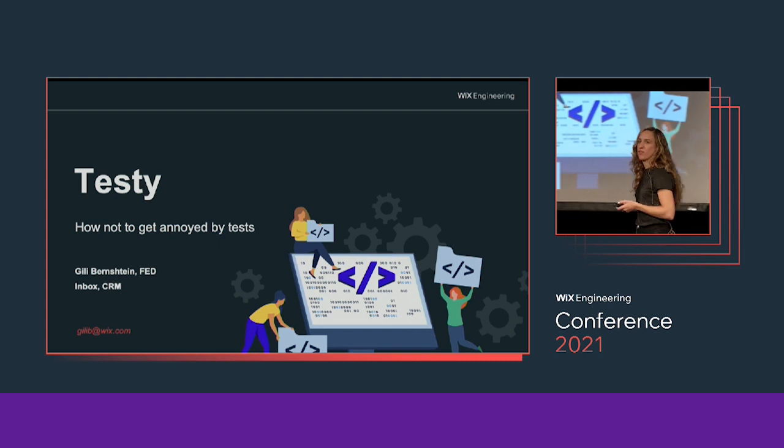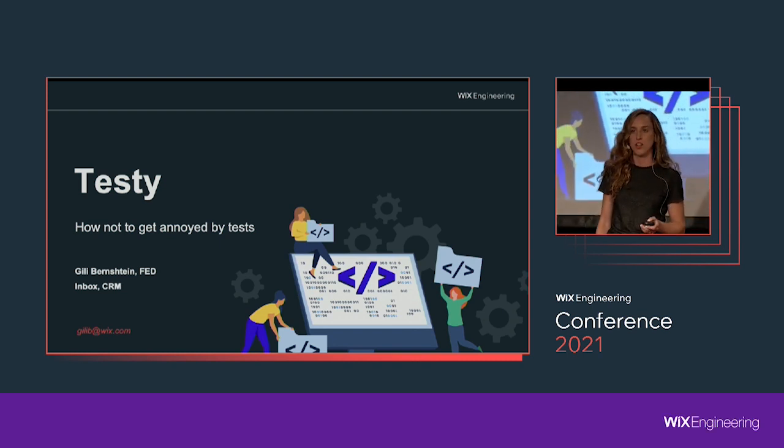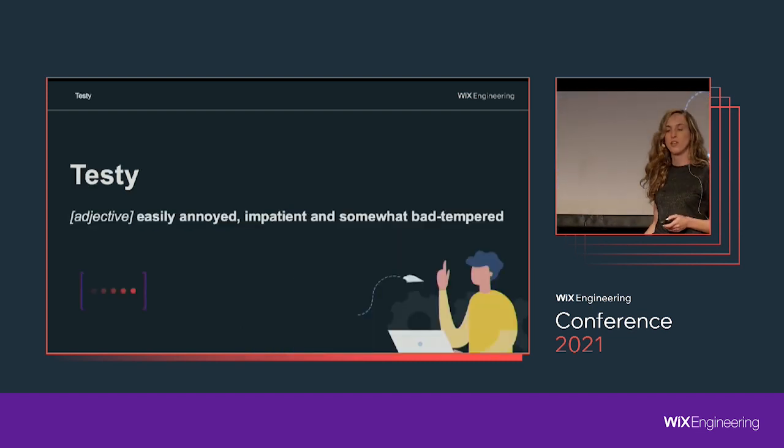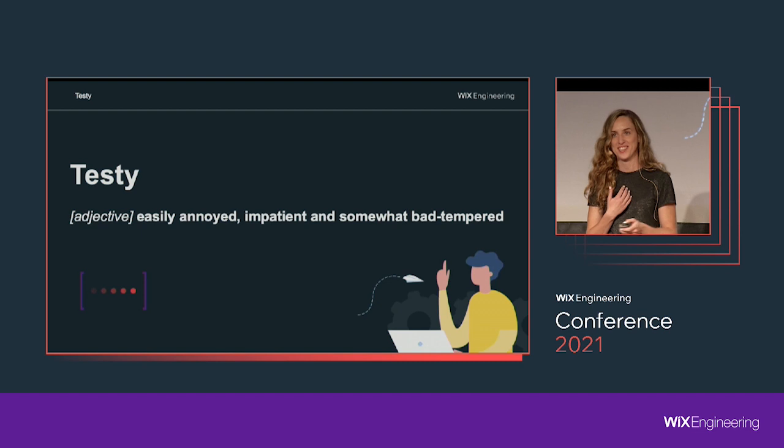My name is Gili. I'm a front-end developer in the Inbox team in the CRM company. And the name of this talk is Testy, or how not to get annoyed by tests. The definition of the word testy is easily annoyed, impatient, or somewhat bad-tempered. That was me when I wrote tests.